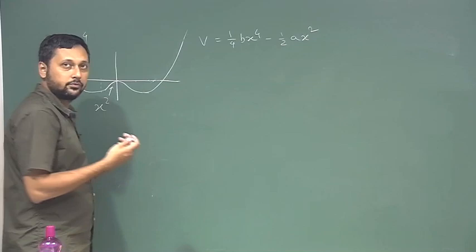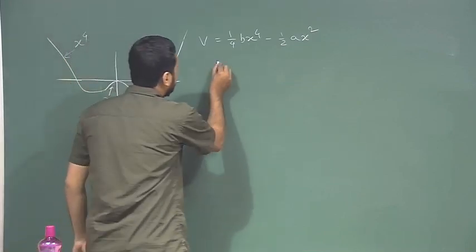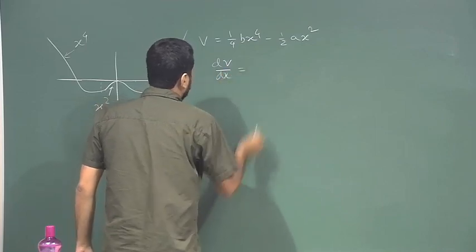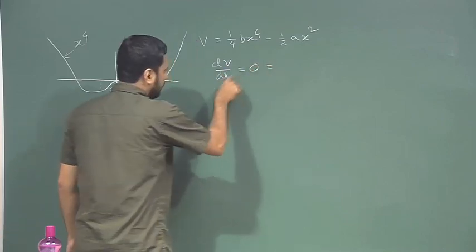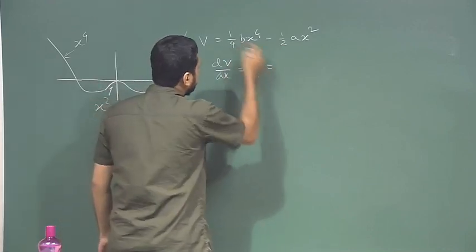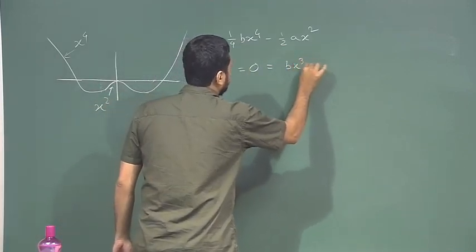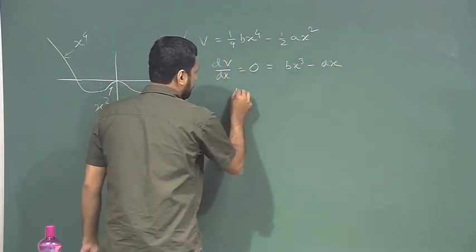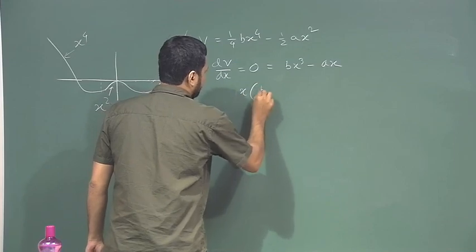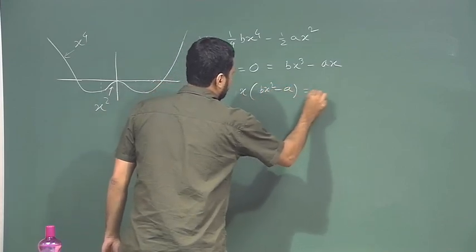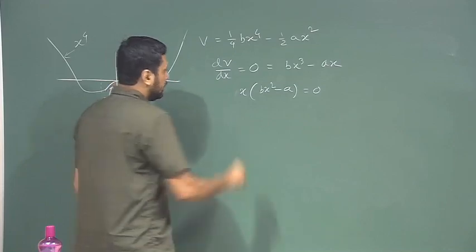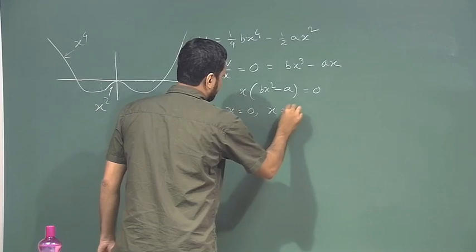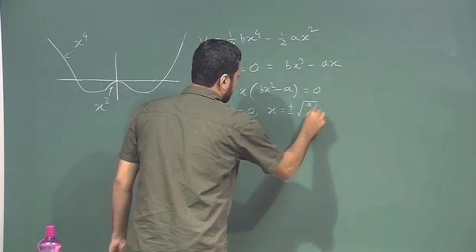Okay. And we have to find out the position of these turning points, which is very easy. All we need to do is set dV/dx equal to 0, and dV/dx is nothing but b x cube minus a x, which will give you x (b x square minus a) equal to 0, right. So, we have 3 solutions. One is x equal to 0 and x equal to plus minus root over a by b.